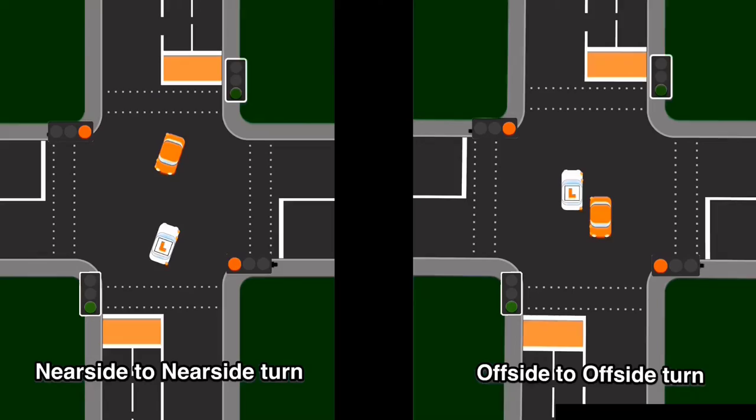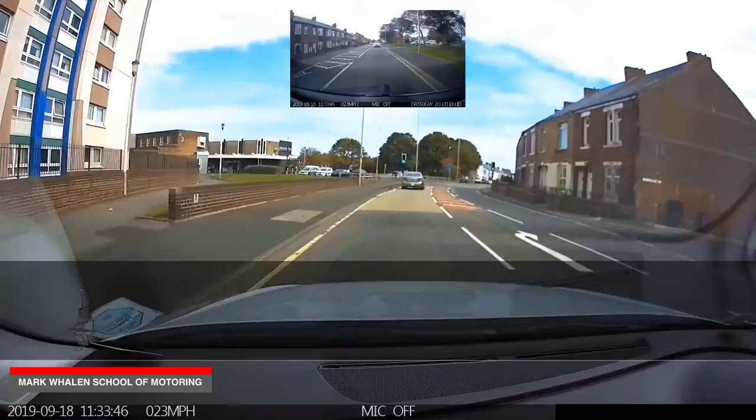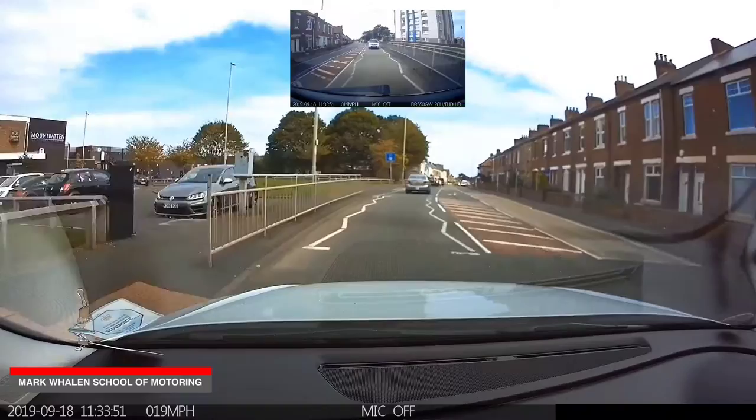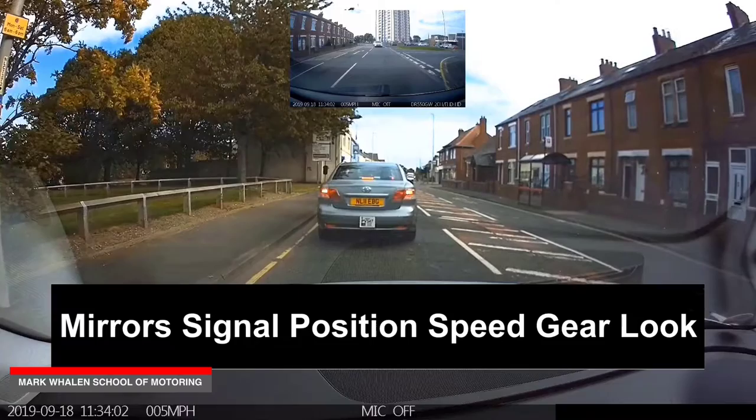As a general rule, if you're turning left or following the road ahead at controlled crossroads, it is your priority over oncoming traffic, so it's quite straightforward. However, turning right is a little more difficult. On the approach, always use your mirror signal manoeuvre routine, the same as you would for any other junction. You will have been learning this on your driving lessons with your driving instructor.